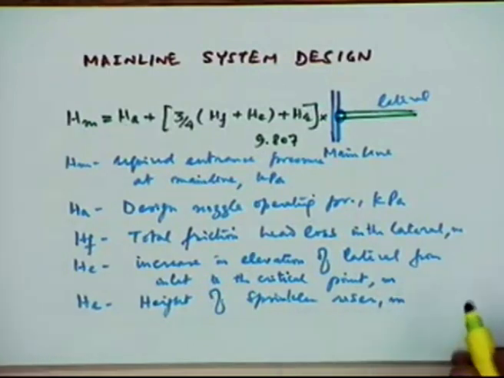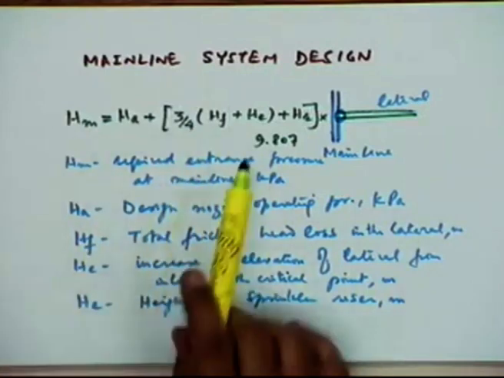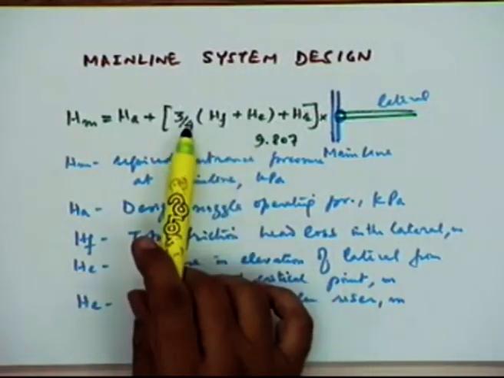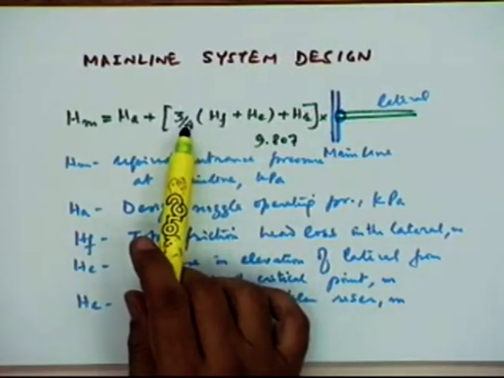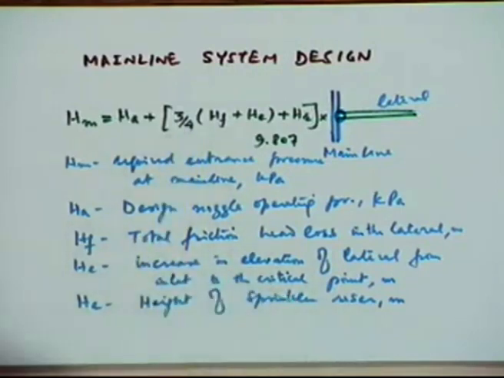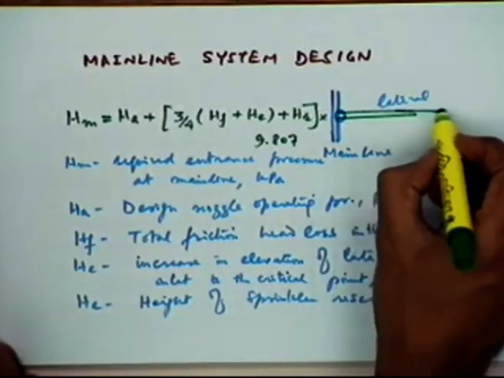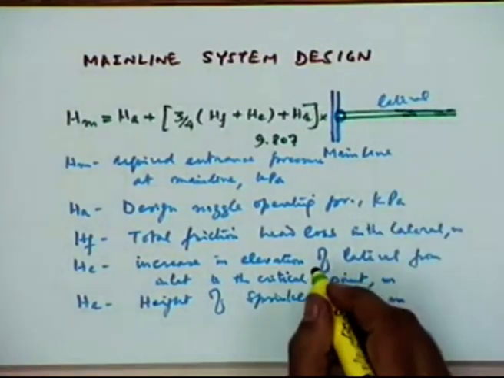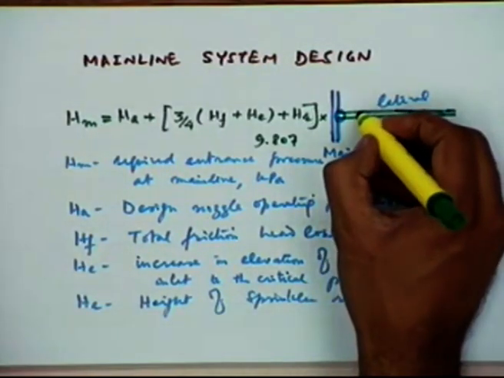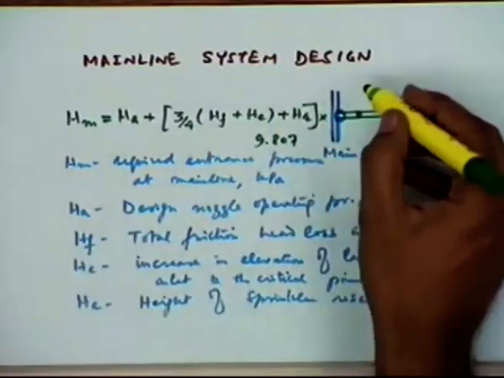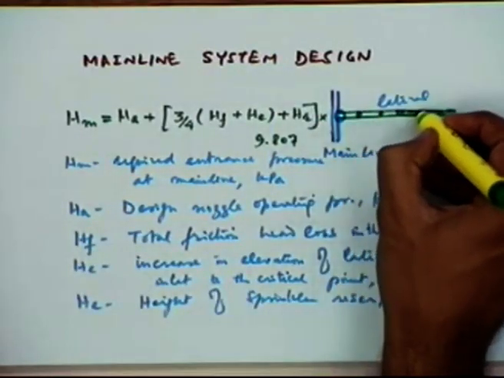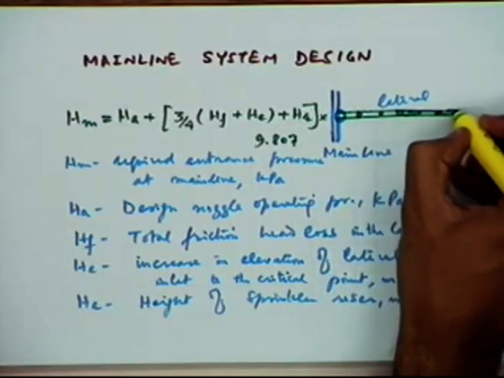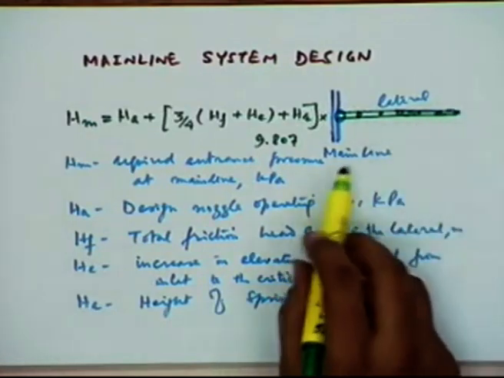In meters. Now, in this particular case, you might wonder why we have used this factor of 3/4. What happens is that if this is the total length of the lateral, you have the sprinkler heads which are spaced on this lateral.